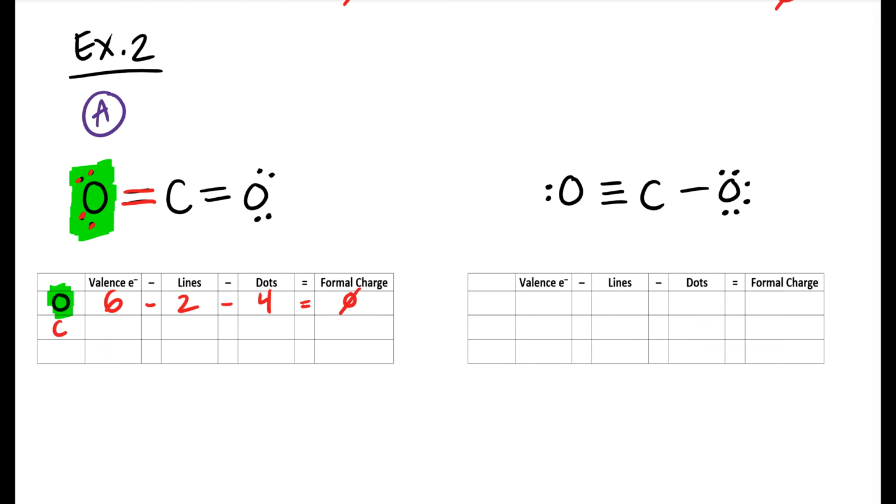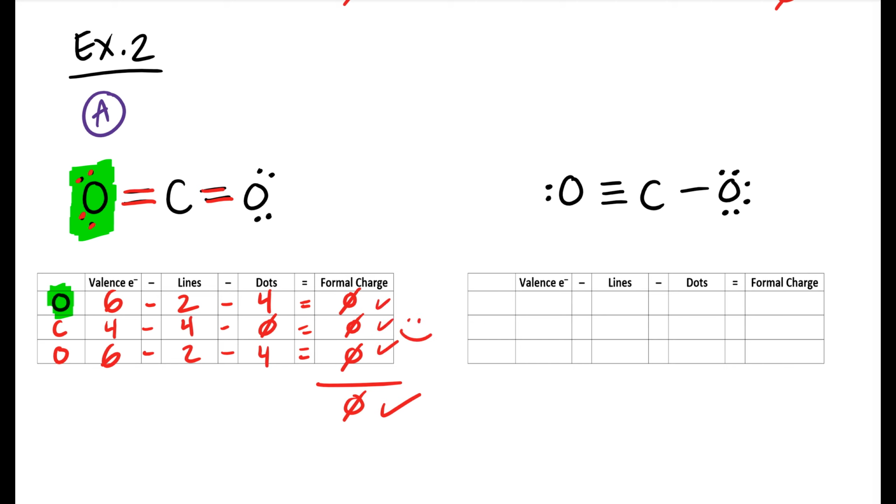Now for the carbon. Carbon has 4 valence electrons. Subtract the lines around the carbon, it's 4, and 0 dots. So carbon has a formal charge of 0. Now for the last oxygen that I will not highlight, 6 minus 2 minus 4, I get a formal charge of 0. The sum is 0, so that's a check. The sum of the formal charges must be equal to the charge of the molecule. In this case, we have a neutral molecule, so it has to be equal to 0. And then I check the formal charges for each atom in the Lewis structure. I got all zeros. That's looking pretty good.